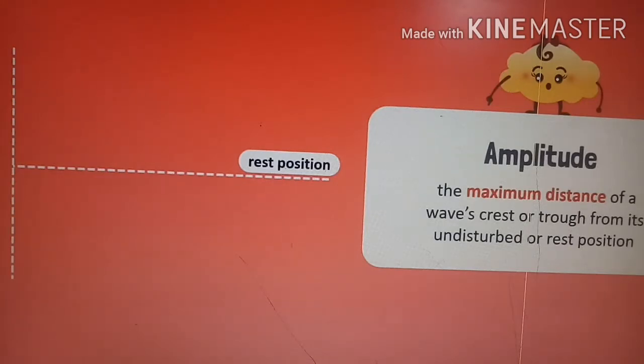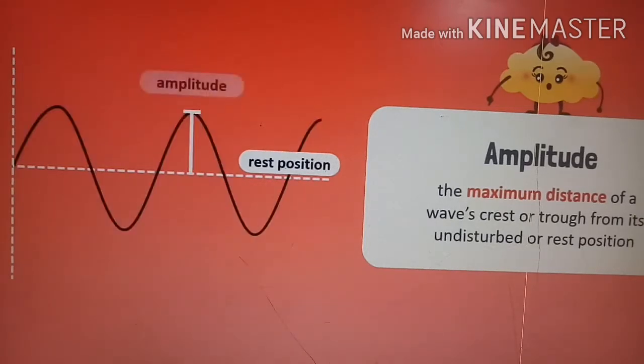You can also say the mean position, and you can also say that the magnitude of maximum disturbance in the medium on either side of the mean value is called its amplitude. Amplitude is usually represented by the symbol A. Look at that, these are the amplitudes from the rest position. This is the maximum disturbance from the mean position, that is called the amplitude.